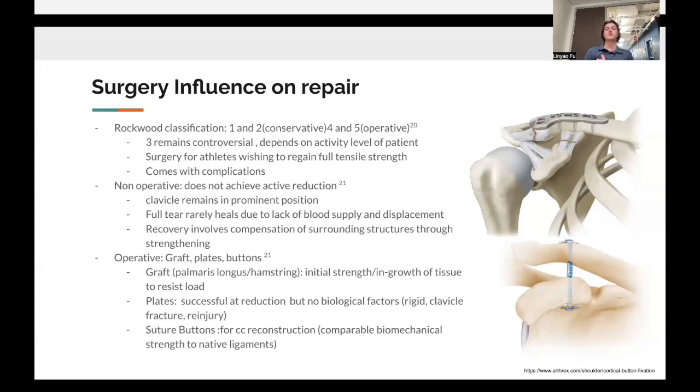And in this case, you're not really going to have a reconnection of the ligament. It's going to basically just create scar tissue and not completely heal back together. And this is okay as long as you strengthen the rotator cuff muscles, and it's not as good for athletes. In terms of operative, you're going to have some complications in terms of graft, plates and buttons. Some things will bring back biological factors such as grafts or sutures. But if you have plates, it is actually pretty rigid and it can lead to clavicle fractures. So there's pros and cons to non-op and operative treatment in terms of ligament grade 3 recovery.